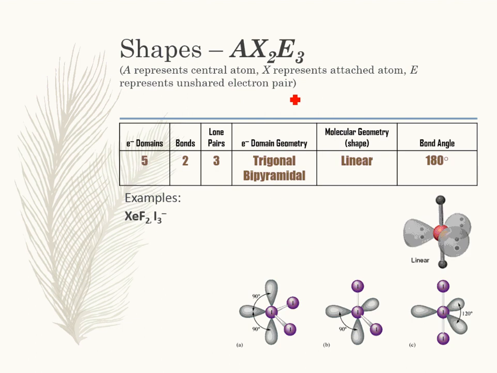Next, we have AX2E3. And this is one of my favorites because we got 5 electron domains, lots of action, and we have a fun example of xenon difluoride. We'll go ahead and do that one first, and then we'll just look at the drawing. Xenon's got 8 electrons, each fluorine's got 7, so we've got 14 plus 8, 22 electrons to care for. So I'm going to bind my fluorines. I'm going to use 4, 6, 8, 10, 12, 14, 16.